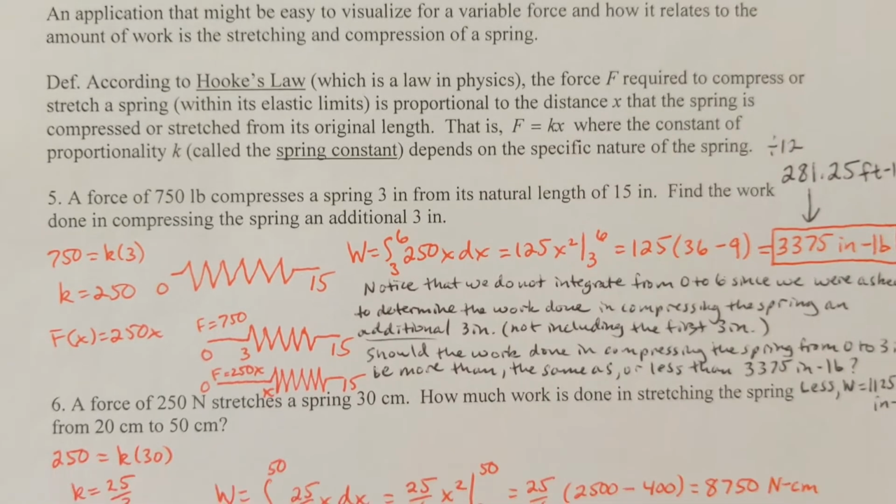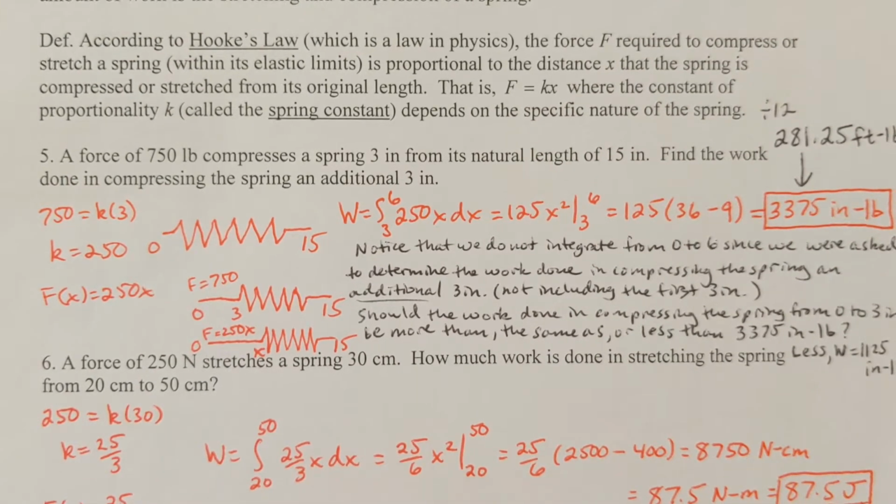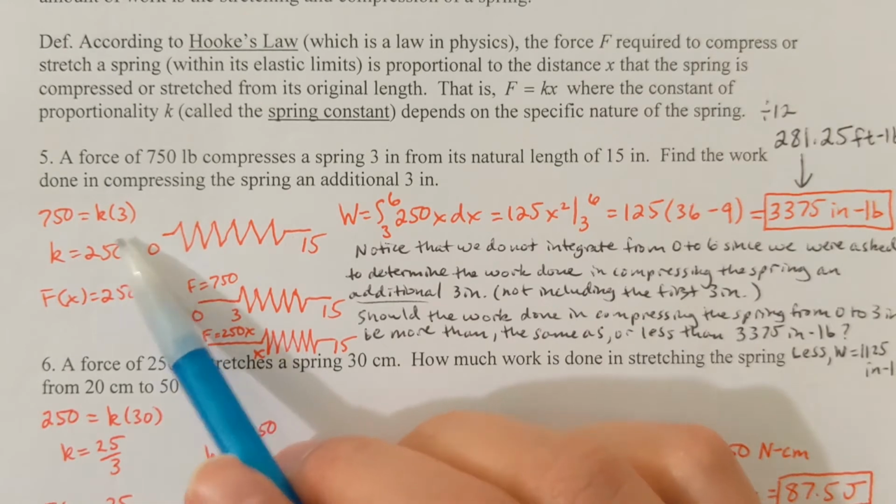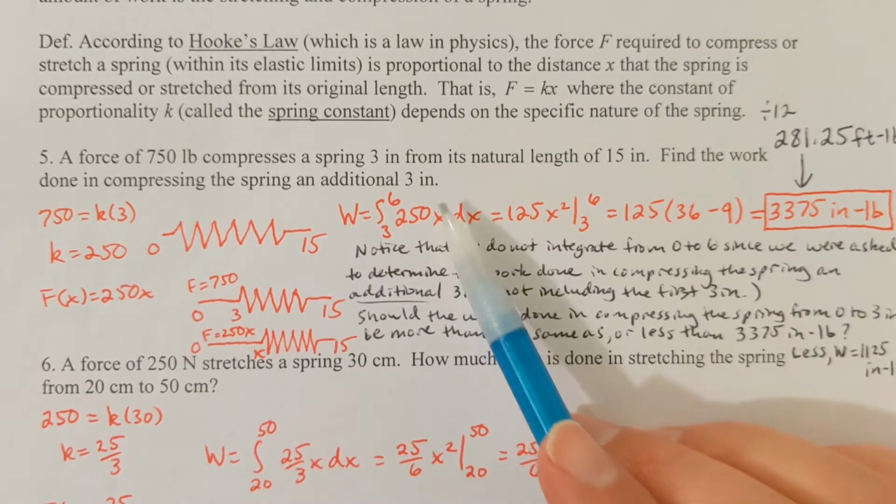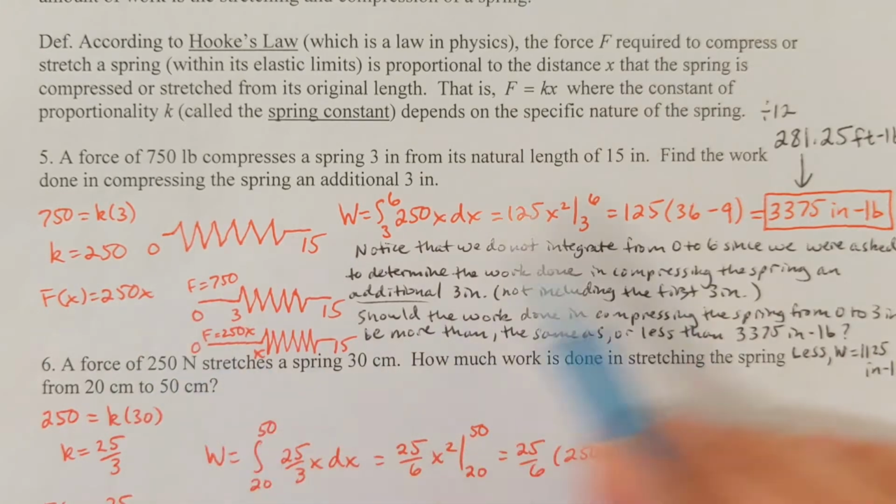Okay, let's take a look at problem 5. A force of 750 pounds compresses a spring 3 inches from its natural length of 15 inches. Find the work done in compressing the spring an additional 3 inches. Of course this would be a variable force, since the force required to compress a spring is going to change throughout the time period as the spring is being compressed. Now we're going to want to find the k value here and then set up an integral. We're going to be integrating a force function, and we've got to find f of x.